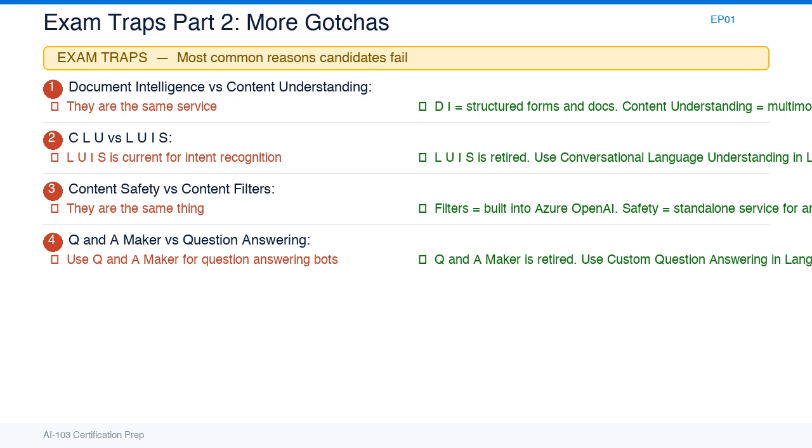Trap 7. Content safety versus content filters. Content filters are built into Azure OpenAI and filter model inputs and outputs automatically. Azure AI Content Safety is a separate standalone service for more advanced, customizable moderation. Trap 8. Q&A Maker was retired and replaced by custom question answering, a feature of the Azure AI language service. Any answer that mentions Q&A Maker is wrong. Screenshot or bookmark these traps and review them the morning of your exam.